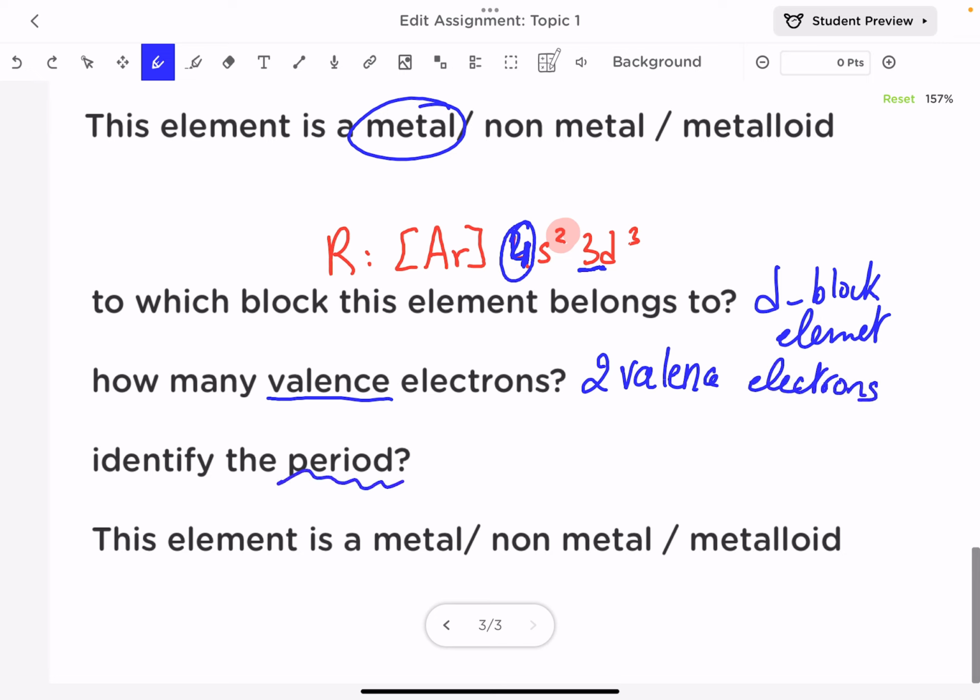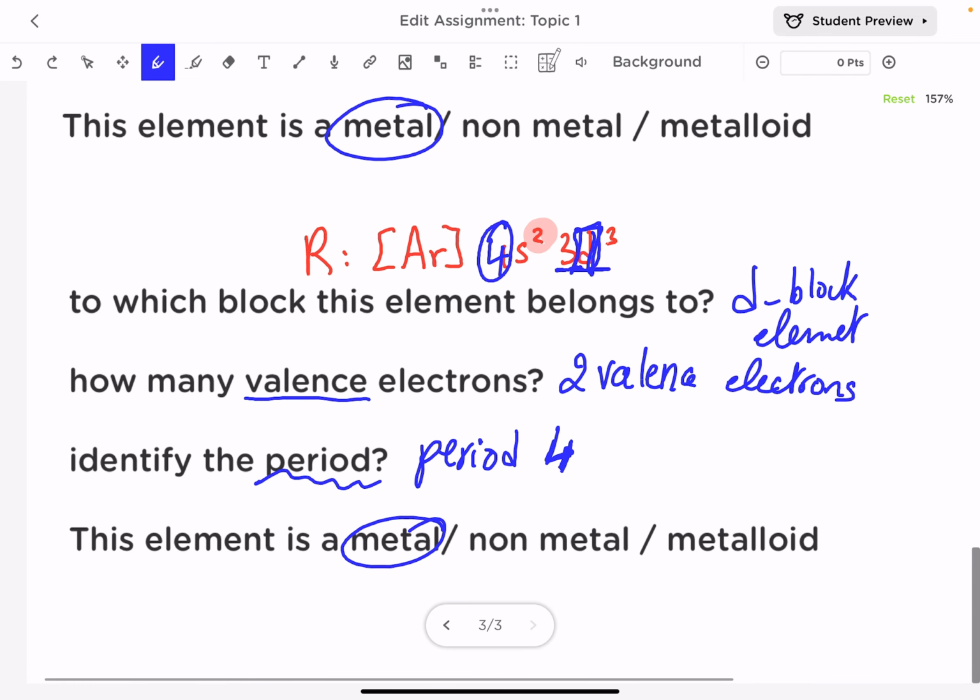Identify the period. Again, the highest level reached is 4. So this element belongs to period 4. Now, since this element ended with d, it's a metal and specifically a transition metal.